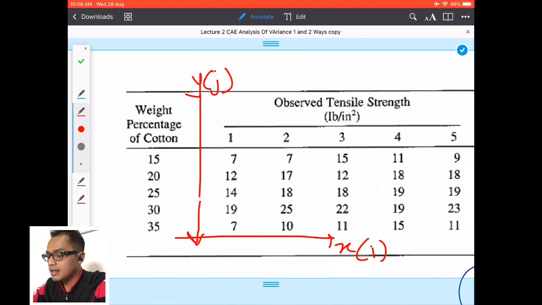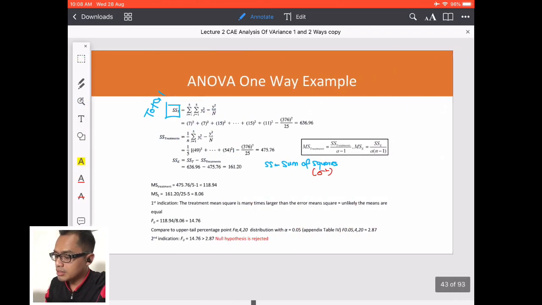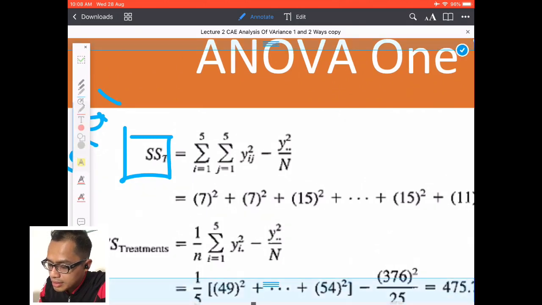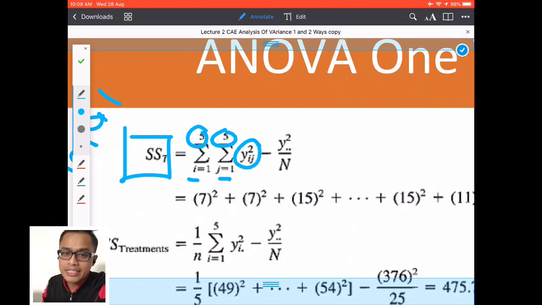Alright. That's why we go for I and J. So what we do is, let me go back to the next slide. Increase it again. We need to do is, from the first number to 5 levels, 15, 20, 25, 30, 35, and the first number of repetition until all the repetitions are done. Here it is yij squared.